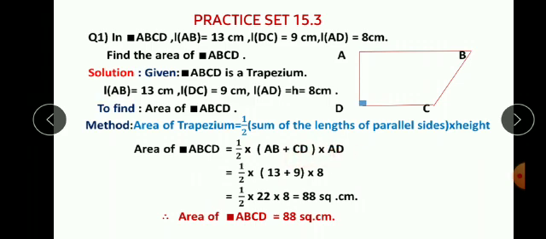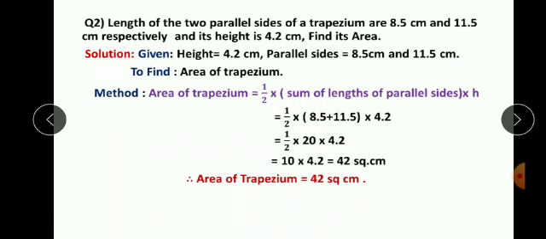Now substitute the values. Half into (13 plus 9) into 8, and 13 plus 9 is 22. So half into 22 into 8, that is 88 square centimeter. So area of quadrilateral ABCD, that is area of trapezium ABCD, is 88 square centimeter. So practice set 15.3, question number 1 is over. Now let's see question 2.